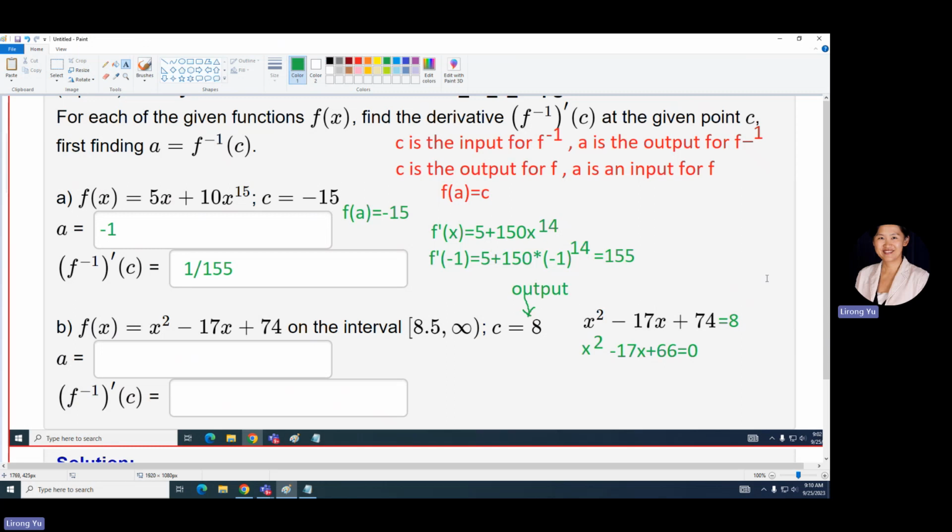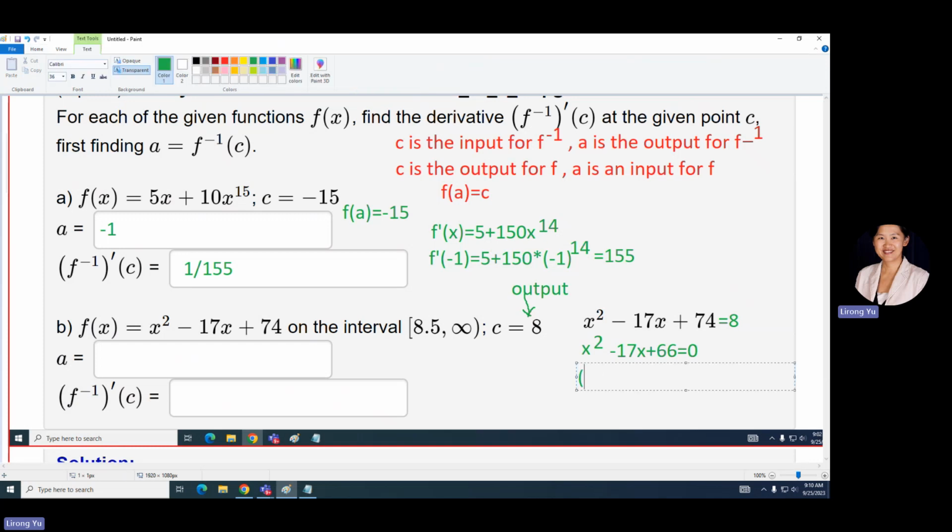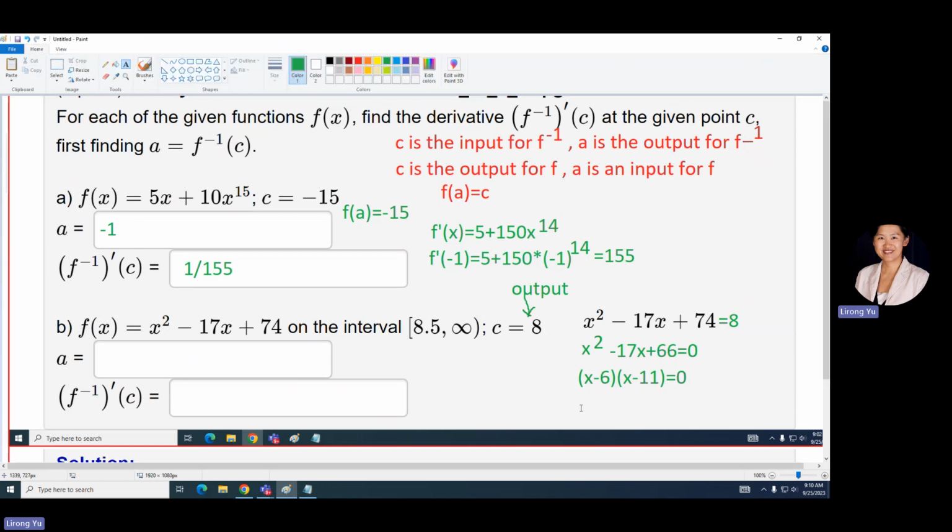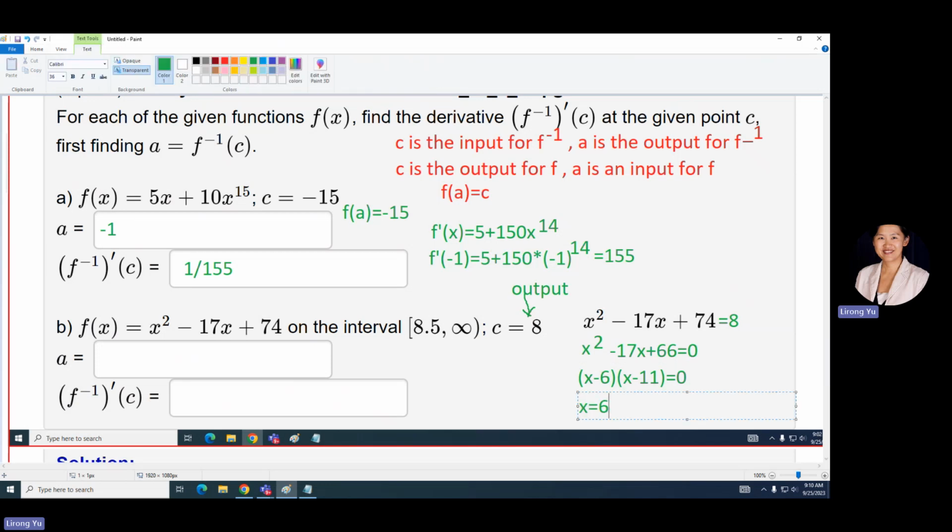Okay, so can we factor 66 to get 17? 6 and 11, right? 6 times 11 is 66, and 6 plus 11 is 17. So you can factor to find x minus 6 and x minus 11. So there are two numbers: we find x equal to 6 or x equal to 11.